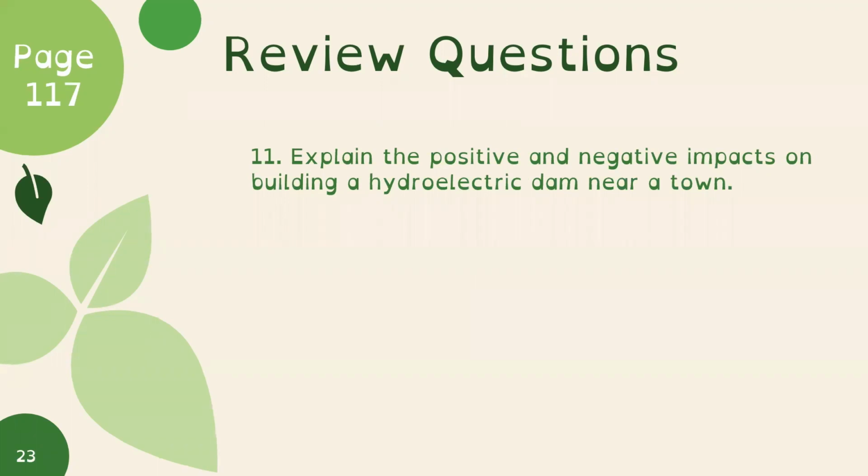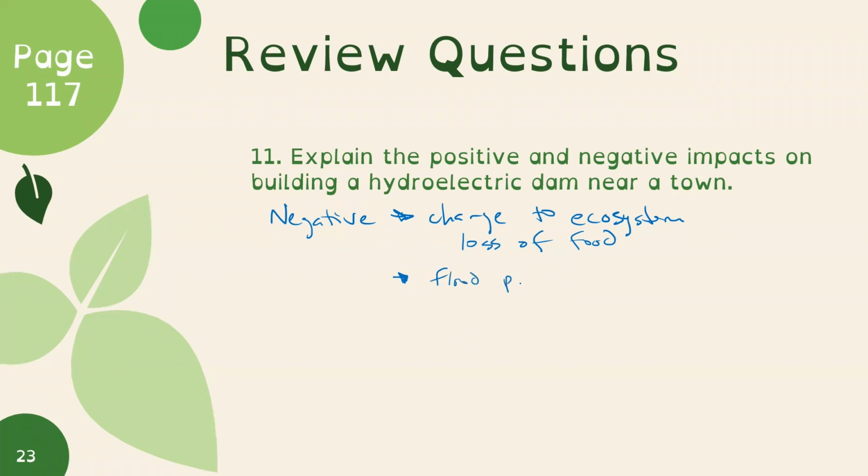So some of the negative impacts are the change to the ecosystem, which could result in loss of food. Because if plants get wiped out and then animals who are dependent upon those plants get wiped out, or the changes in the water mean that communities could lose sources of food. It could flood homesteads and private land. So there could be loss of property.